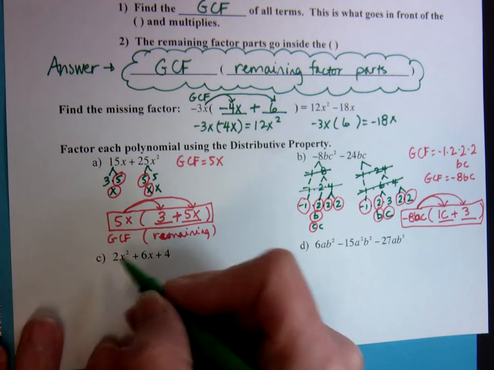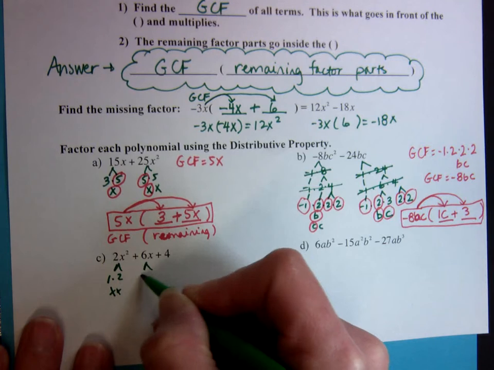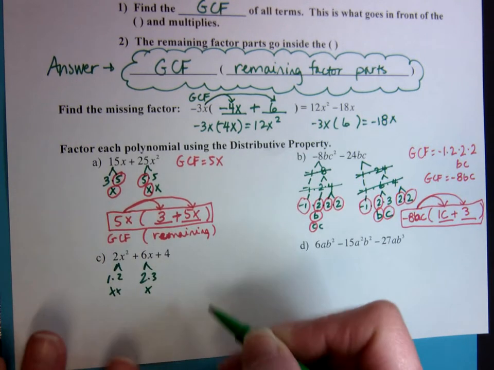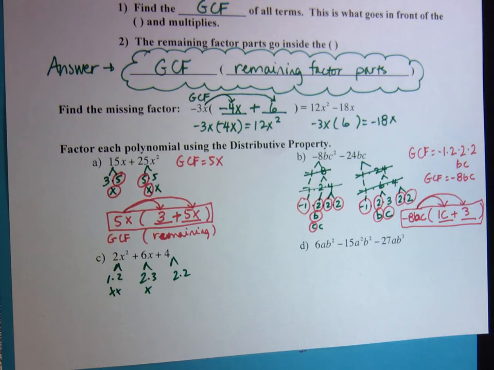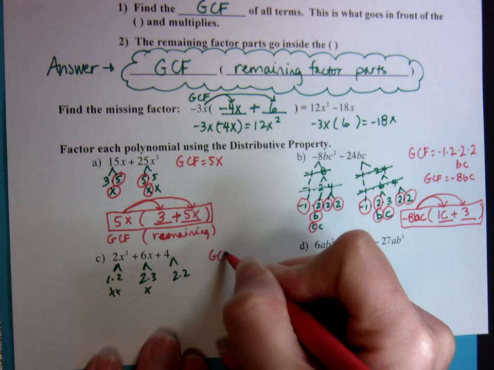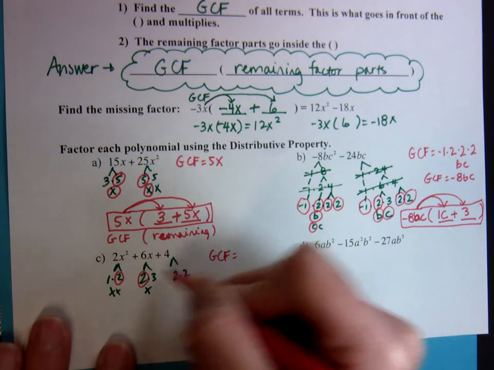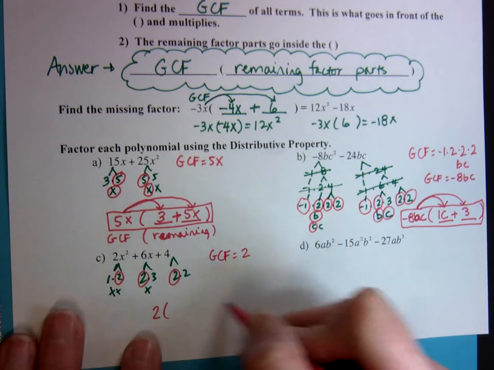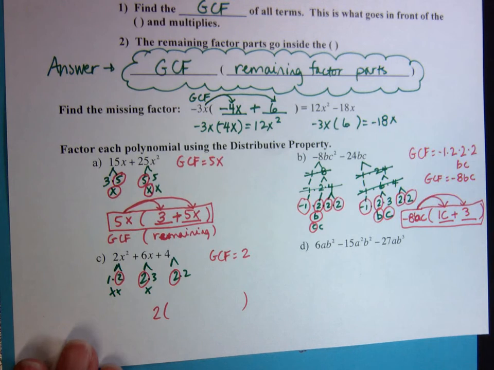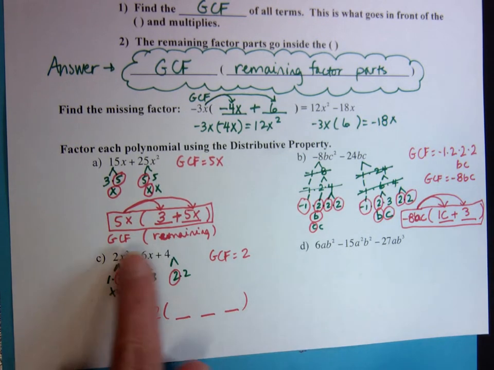We can break down the 2 to 1 times 2. There's 2 x's. 6 is 2 times 3 with 1 x. And 4 is just 2 times 2. So what do they all 3 have in common? Just 1, 2, correct? So then let's write it out. Now, how many terms will we have inside the parentheses? 3. There are 3 terms inside the parentheses because there were 3 terms to begin with.